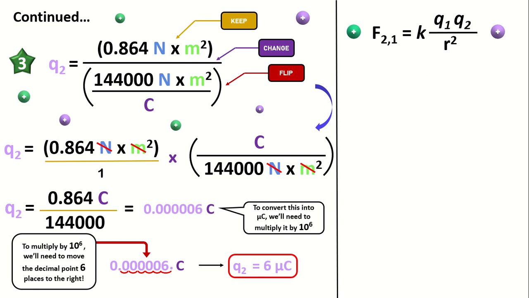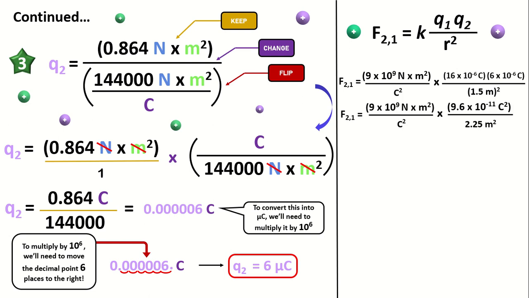So the force on charge 2 due to the presence of charge 1 is equal to K times Q1 times Q2 divided by R squared. Plugging everything in, we have K is 9 times 10 to the 9 newtons meters squared, divided by Coulomb squared. Q1 is 16 times 10 to the minus 6 coulombs. Q2 is 6 times 10 to the minus 6 coulombs. And R is 1.5 meters. And since we're squaring it, it would be 1.5 meters squared.